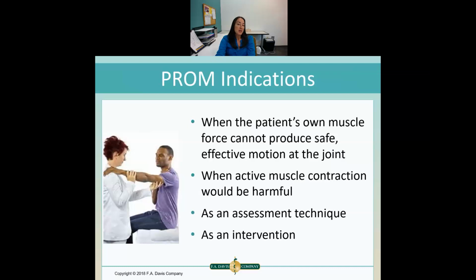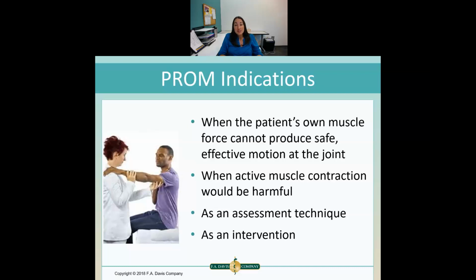Okay, why would we do passive range of motion? Some of the times that we would do it is if a patient is not able to do active range of motion. Maybe they don't have enough strength or it's too painful, then you can do passive. If it's contraindicated, maybe they had a shoulder surgery and active movement would pull on the muscles that were just now sewn together and pull apart the surgical site, then we would do passive range of motion.